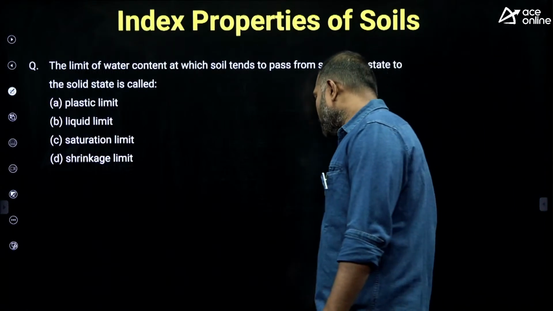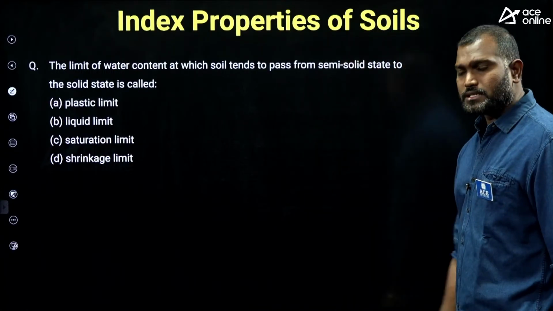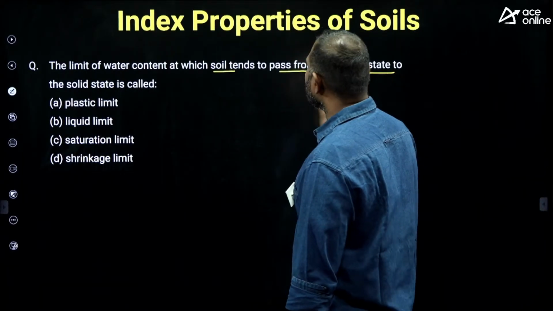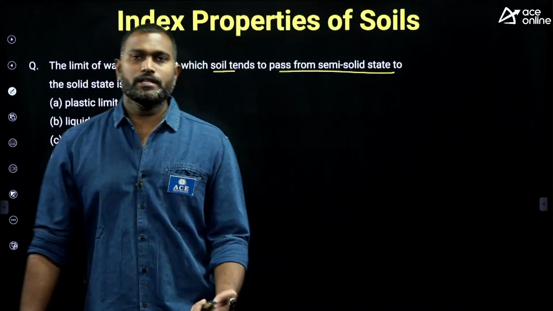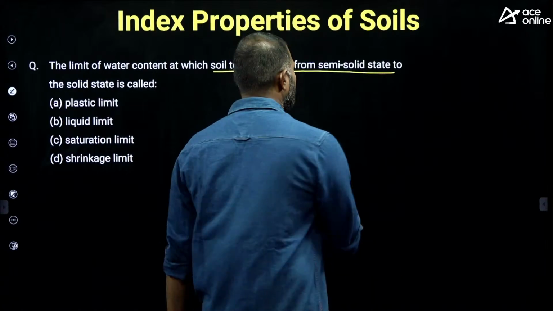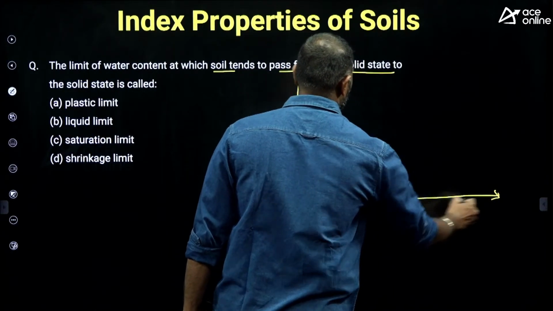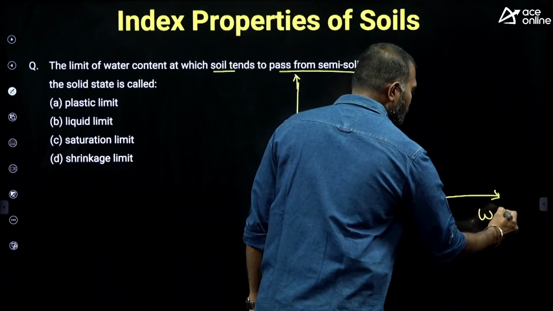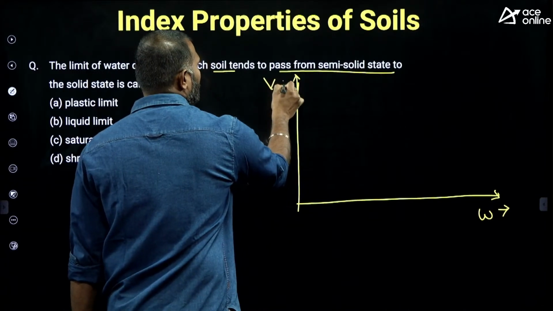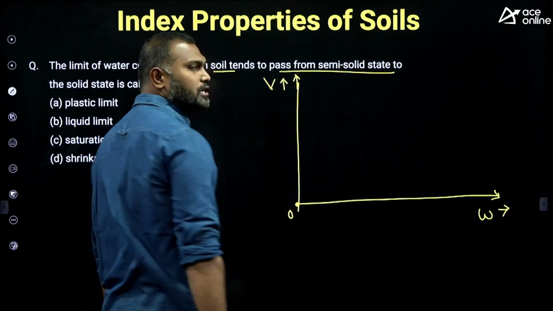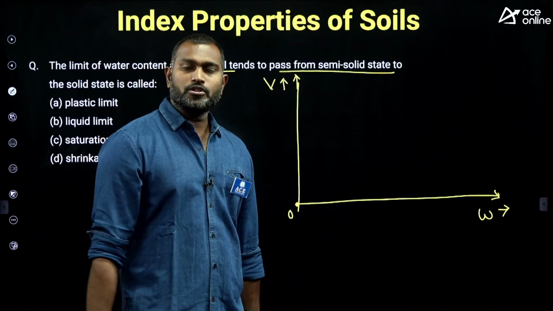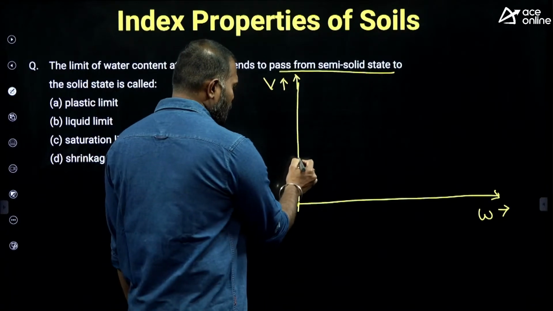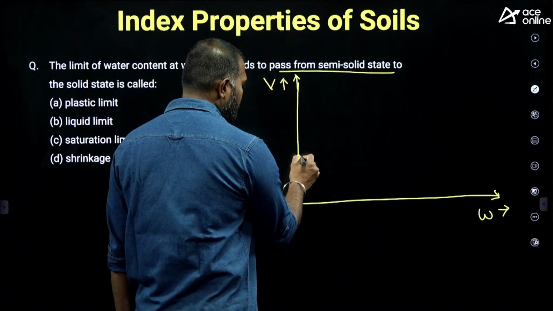Next, let's come to the next chapter, index properties. The limit of water content at which a soil tends to pass from semi-solid state to solid state. For this, we have to understand the consistency chart. In any soil, if you take a dry soil and add water content and look into the volume, initially when the water content is 0, the soil is very dry. When the soil is dry, entire voids are filled with air, right?